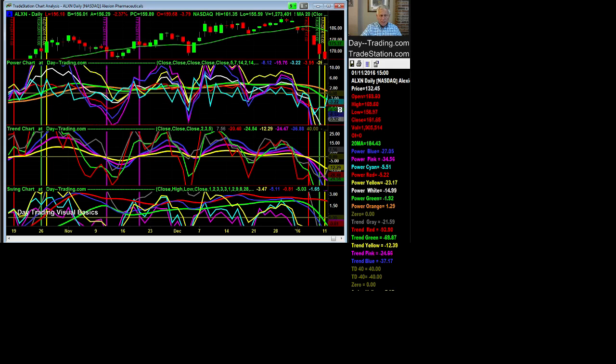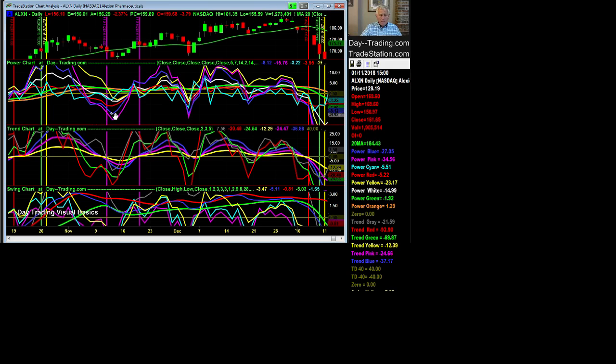Even right here, if you look at the power chart, your power pink and blue are your deep cycle indicators. The other deep cycle indicator that we have is swing gray. I'll have reference to that in a little while, but I'm not going to deal with that at this point. But when this power pink and blue go down to the bottom like this, you're at a bottom of a deep cycle.